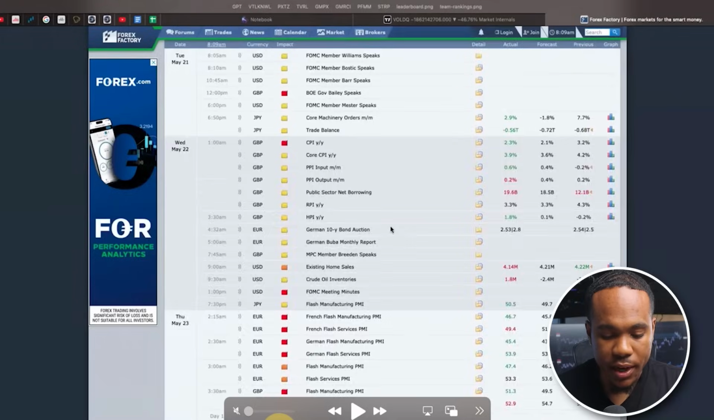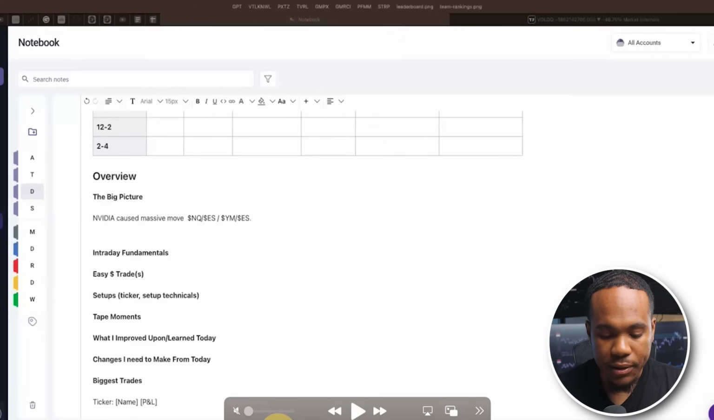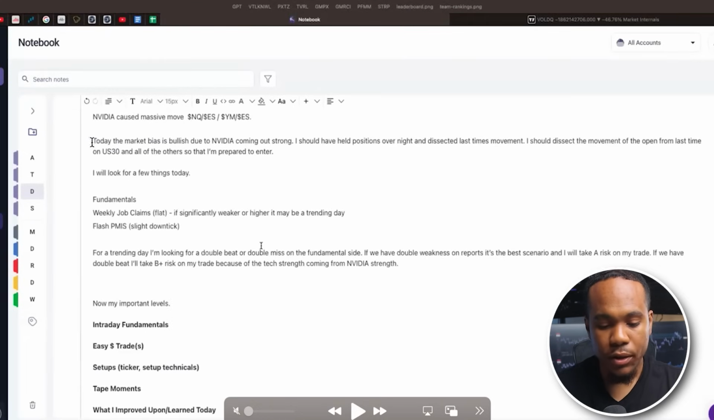I start to do my checkoffs and I start to populate TradeZella. I'm writing up the big picture for me, okay? So I'm talking about NVIDIA here and I'm telling the group, I'm articulating this all to the group. So NVIDIA caused massive moves on NQ and ES, NAS100 and SPX.